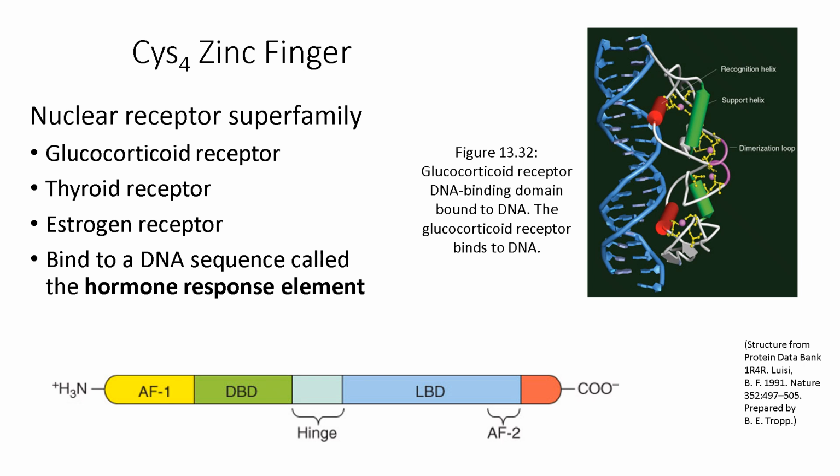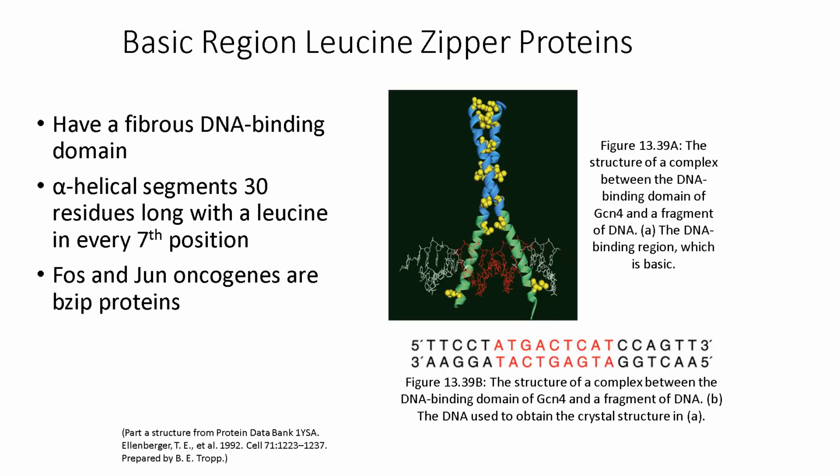The basic region leucine zipper domain is a fibrous, alpha helical structure. Every seventh amino acid is a leucine, enabling dimerization. Notable examples include the FOS and JUN oncogenes. These proteins bind DNA and regulate cell proliferation and survival.